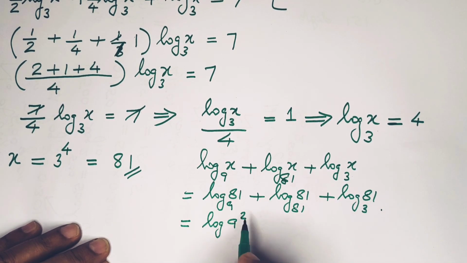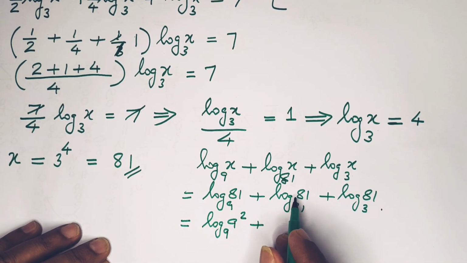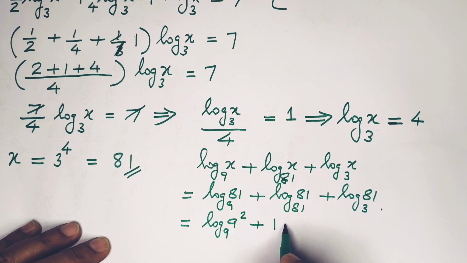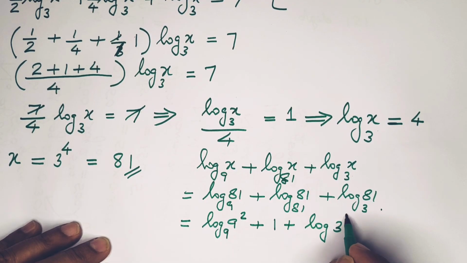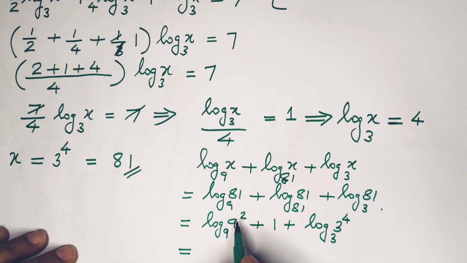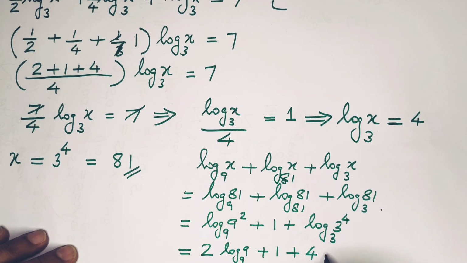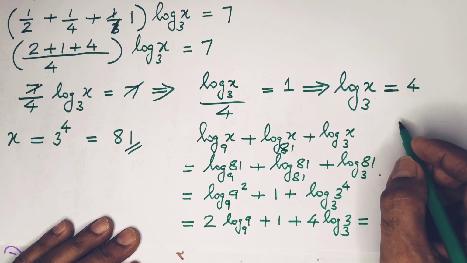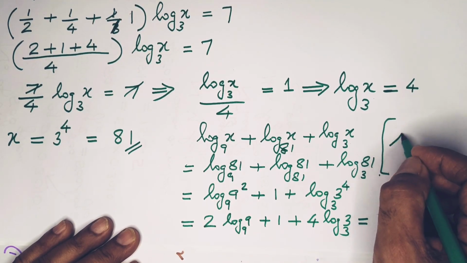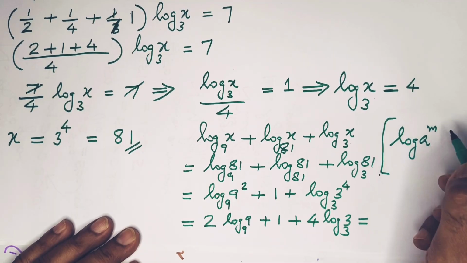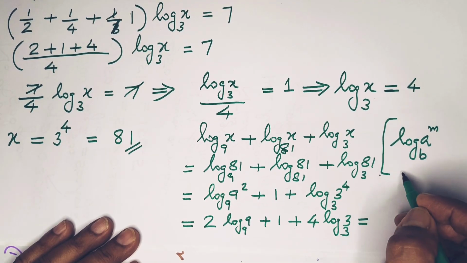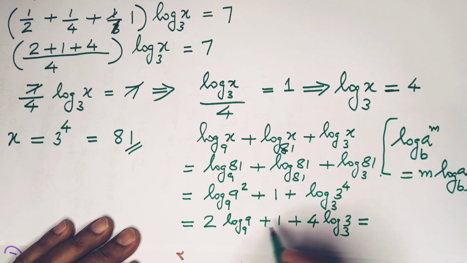Now 81 is 9 squared to the base 9. This log 81 to the base 81, as you know, is 1. And the third term, let me write 81 as 3 to the power 4, then the base figure 3. Now you know that using the power rule, 2 will come down and you will have log 9 to the base 9 plus 1. Similarly, this 4 will come down and you will have log 3 to the base 3. I'm using the power rule in logarithm, which says log a to the power of m to the base b equals m log a to the base b. This is the rule applied here.